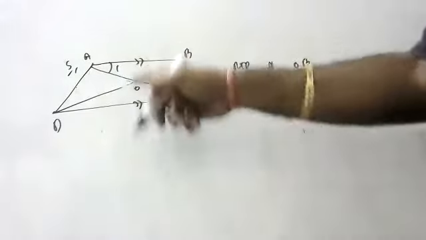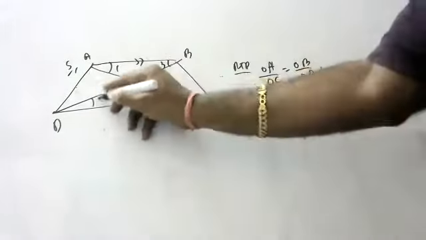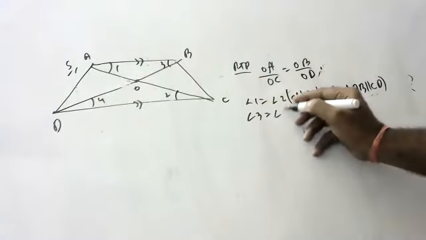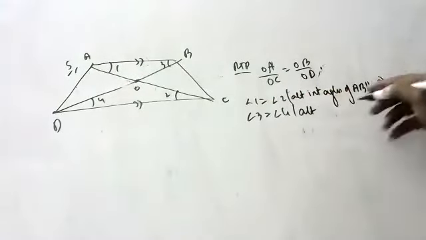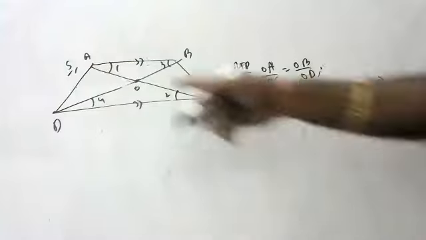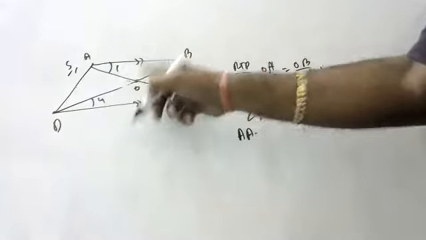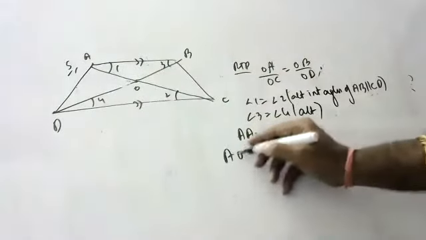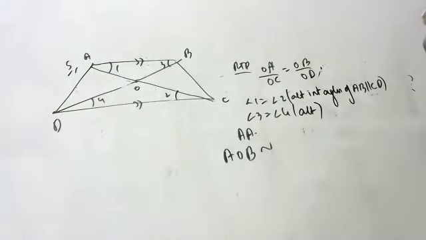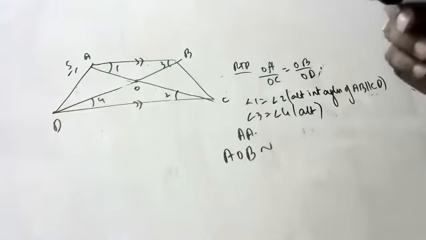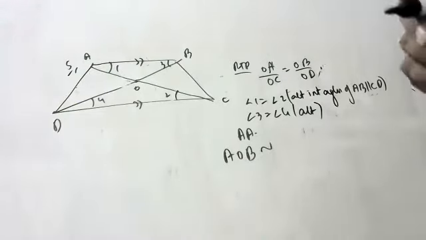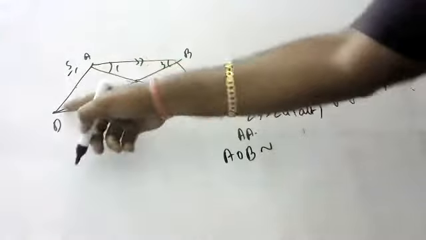In a trapezium, opposite sides are parallel. Angle 3 is equal to angle 4. Why? Alternate interior angles, same AB parallel to CD. And angle O is common, so by AA similarity, AOB is similar to COD.